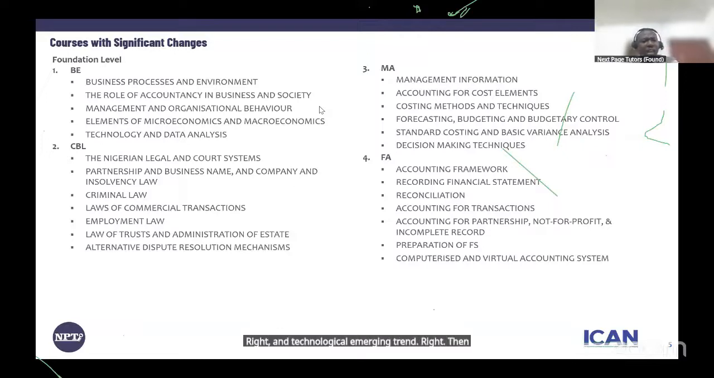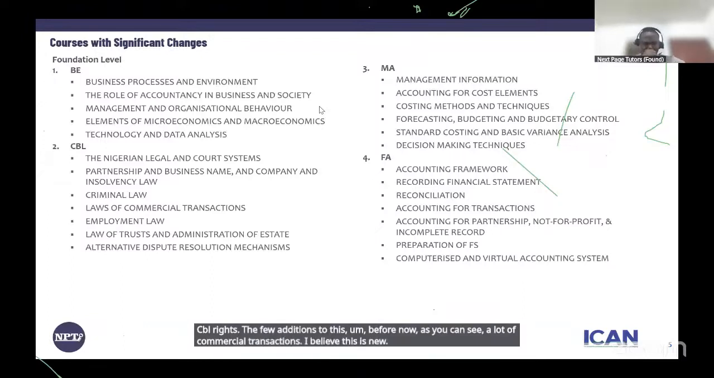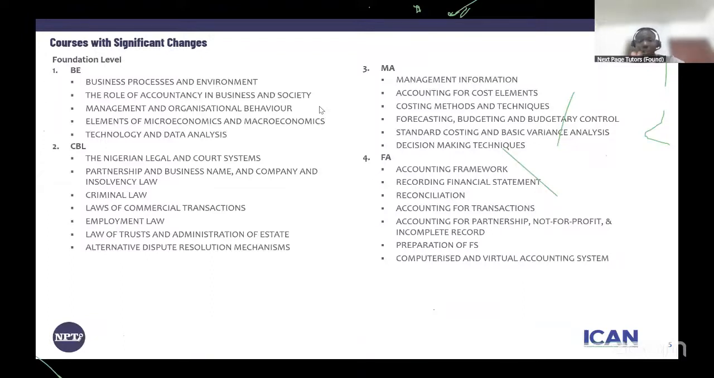Then CBL. For CBL, of course, we know this to be business law before now, but they added some corporate law to it, and it became CBL, right? The few additions to this, before now, you can see law of commercial transactions. I believe this is new. But the majority of the topics here, we are familiar with, and of course, they are not new.